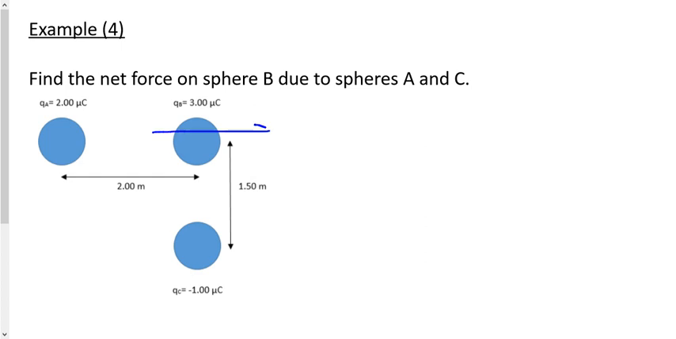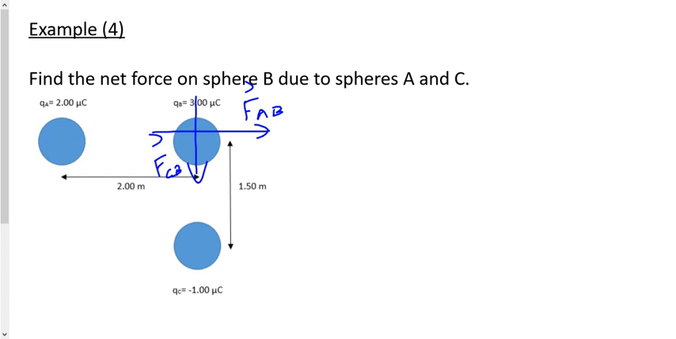A pushes B this way. Now B pushes A to the left, but we don't really care about that. It's a repulsive force here. B is pushed away from A. B and C, negative and positive, that's an attractive force. That means that B will be pulled down towards C. So the force of C on B is a negative value. It's a downward force.